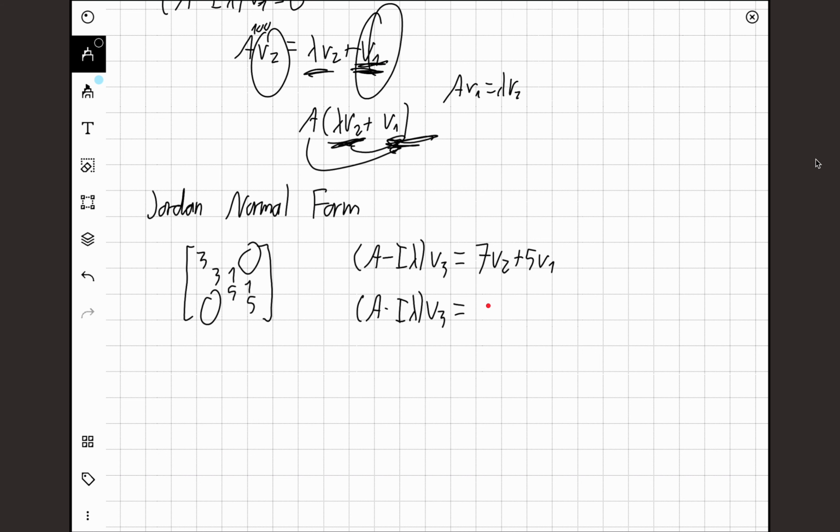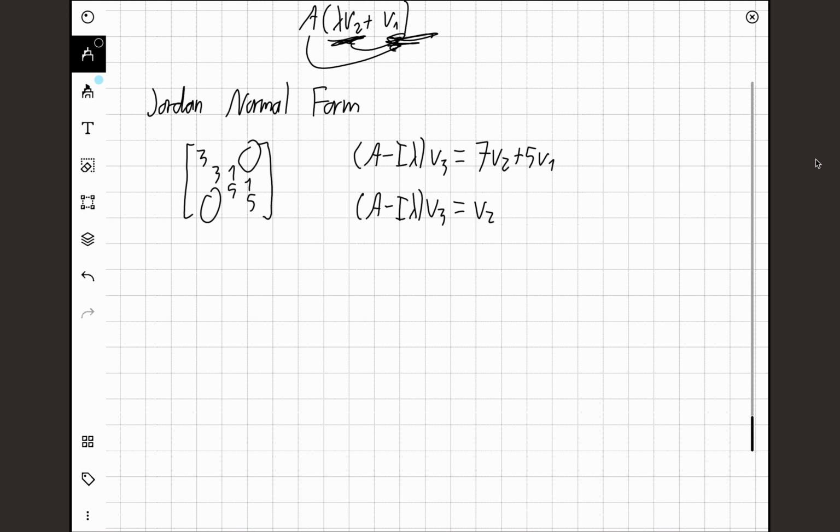So basically, A minus I lambda v3 can equal v2. We can always pick such generalized eigenvectors such that this is the case. And then in that basis of eigenvectors and generalized eigenvectors, which decompose nicely into one another, the matrix can look almost diagonal. And under an algebraically closed field, any matrix can look like this.